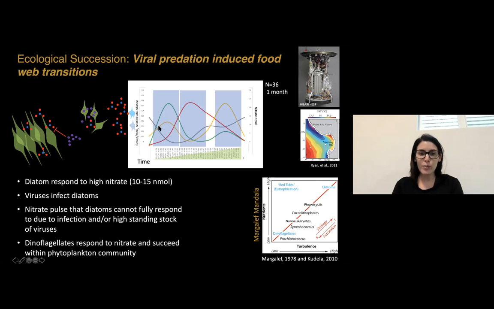And so I've just pulled out some of our main groups. In green is diatoms. In gray are dinoflagellates. In yellow is nitrate, which is shown on this other y-axis here. And then in red is the diatom viruses.